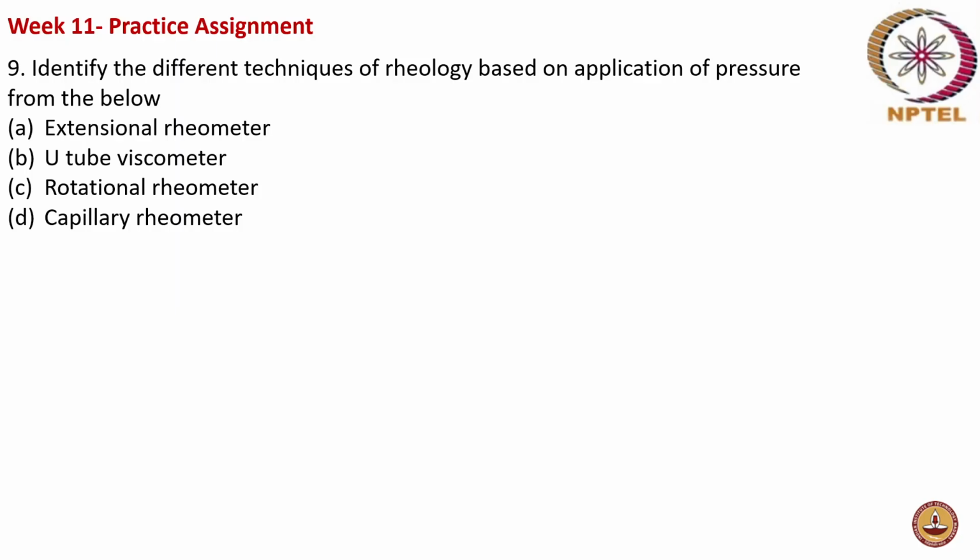See, I am asking which of these rheometers uses application of pressure on the sample for the flow to happen. Is it extensional rheometer, or U-tube viscometer, or is it rotational rheometer, or is it capillary rheometer? The sample has to move, and for that movement you apply a pressure. Which of these rheometers uses pressure, basically a pressure difference or pressure drop, for the flow to happen for estimation of different properties? Which of these rheometric or viscometric techniques uses it?